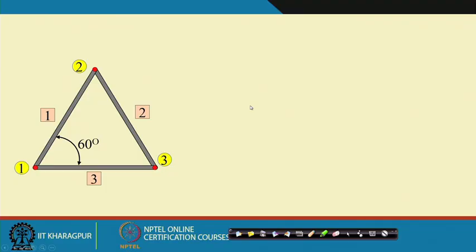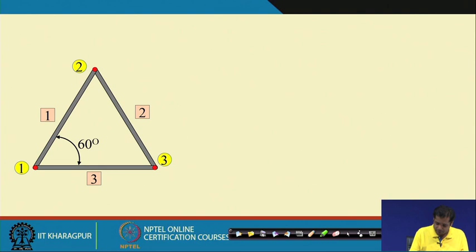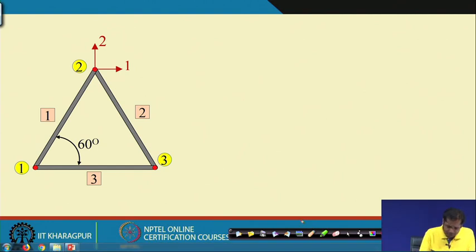Okay. Now, once we have this, let us number the members also. So, this is member number 1, member number 2 and member number 3. Now, suppose at every joint we have 2 degrees of freedom. So, suppose at this point we have one horizontal displacement, say u x, and one vertical displacement, say u y.